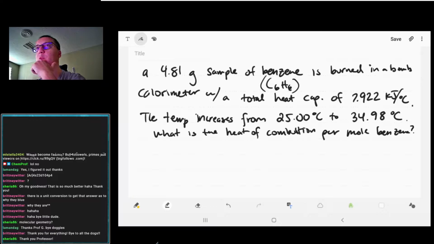We have 4.81 grams of benzene. Formula given. It burned in a bomb calorimeter. Total heat capacity is 7.922 kilojoules per degree Celsius. We have a temperature change, and we're asked what's the heat of combustion per mole of benzene, aka delta H. I guess let's go ahead and take a look.